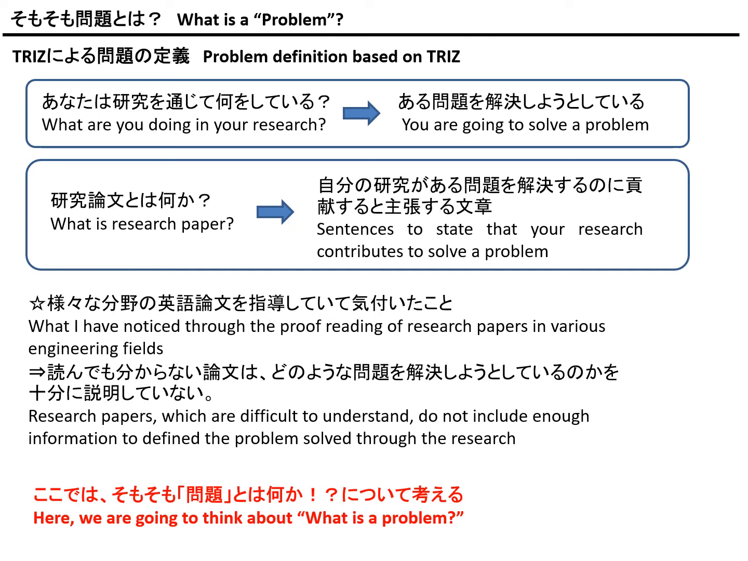Of course, there must obviously be a kind of language and disciplinary barrier, but one of the main reasons why people cannot understand a research paper written by other people is that so many research papers, especially those which are difficult to understand, do not include enough information to define the problem solved through the research. So that's why, through this video lecture, I would like you to think about what a problem is. I would like you to understand the clear definition of a problem.